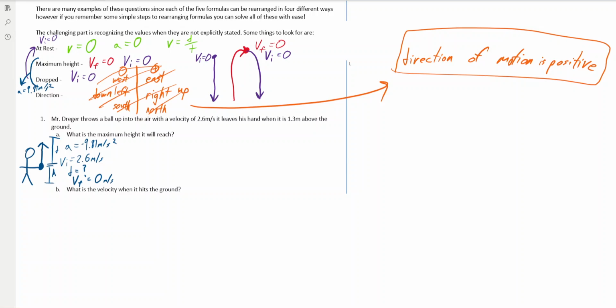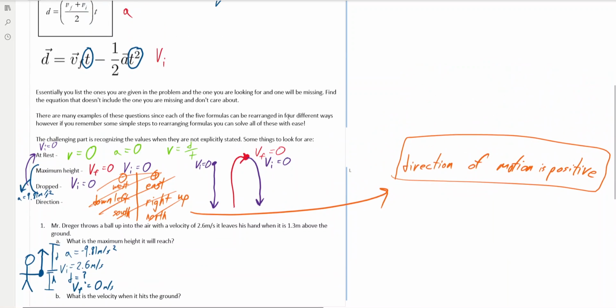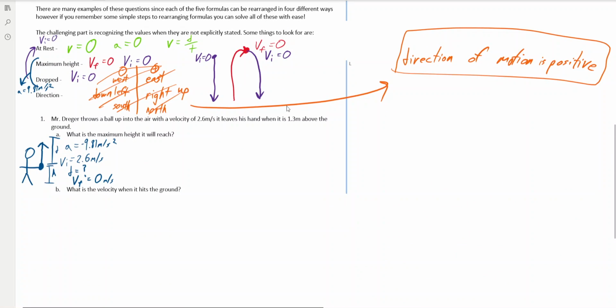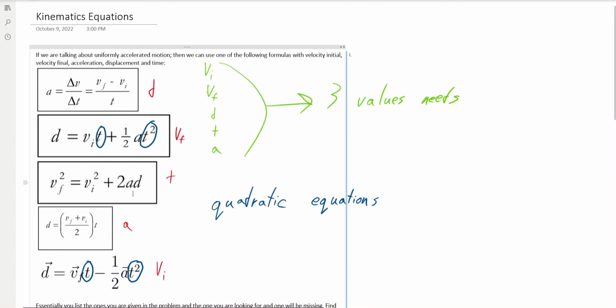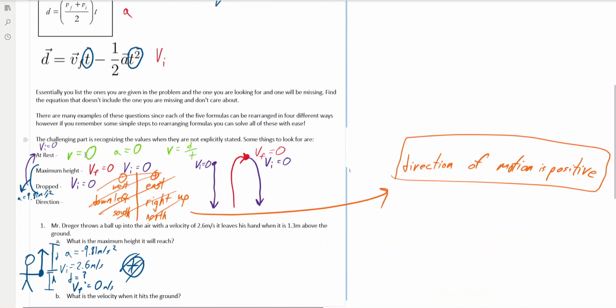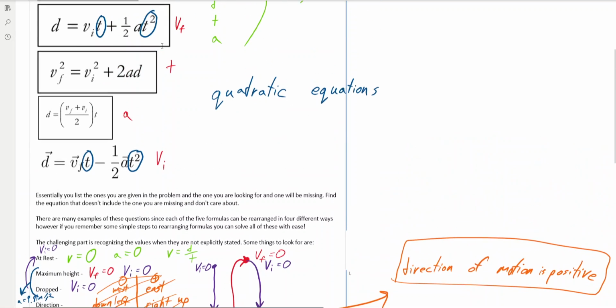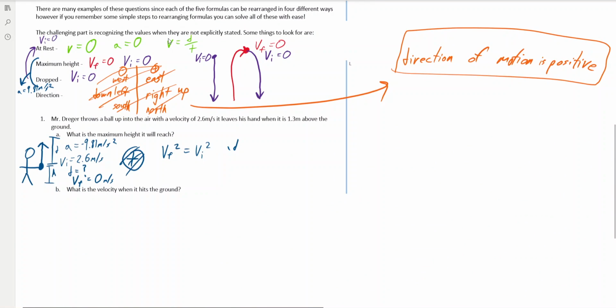Wonderful. So what we're going to do is pick the equation where T is missing, right? We don't care about T, so let's find the equation where T is missing. That would be this one here in the middle. So let's try that one out. VF squared equals VI squared plus 2AD, I think is what it is. There you go. So that is the equation.